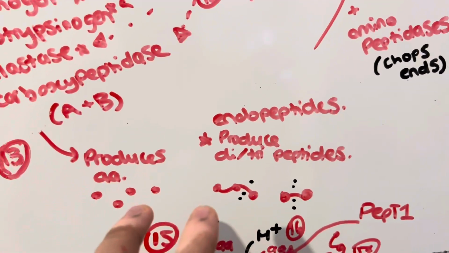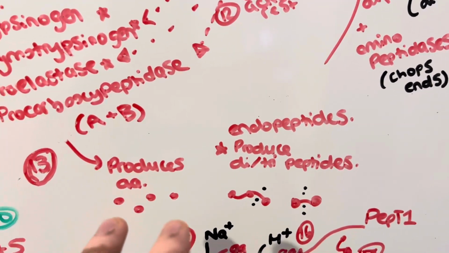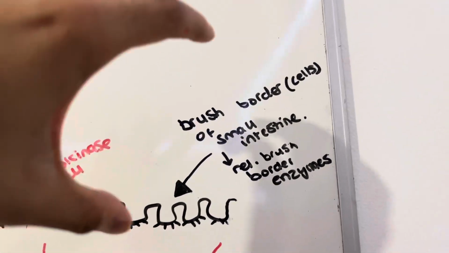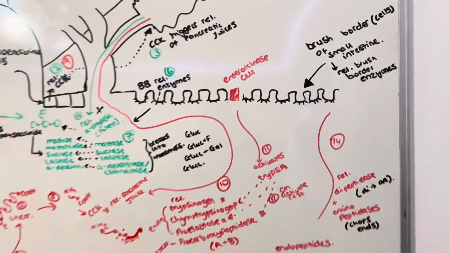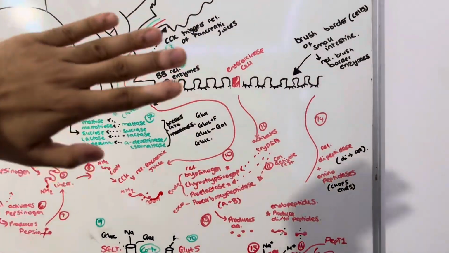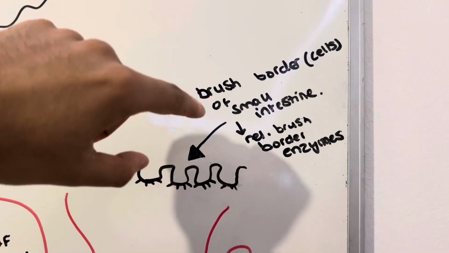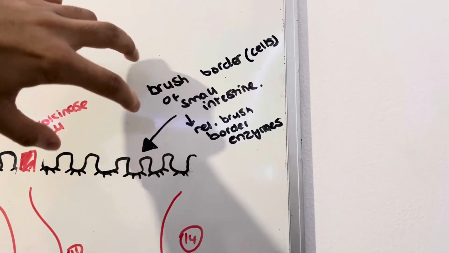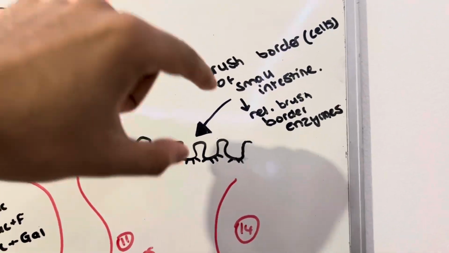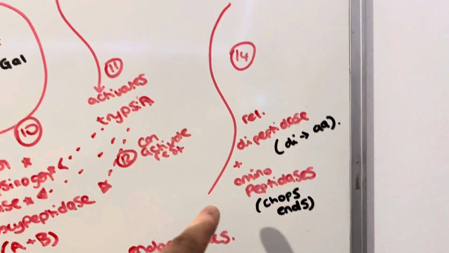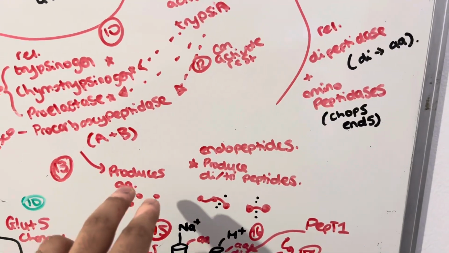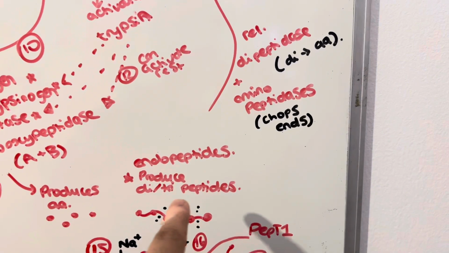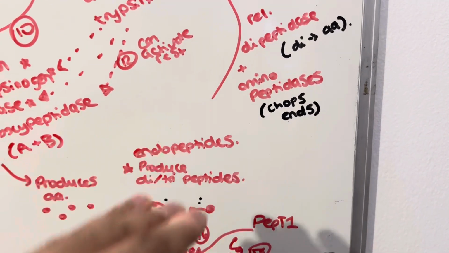But we want to try and break this down as much as we can. For this reason, now we go to our brush border cells. This is our brush border cells. Let me zoom back a tiny bit so you can see that context. Ignore all the green, that was my bad. Anyway, brush border cells of the small intestines, they release our brush border enzymes. Let's go down the arrow. So remember, we have our amino acids, which are already broken down, but we want to break our di and tripeptides into smaller ones.